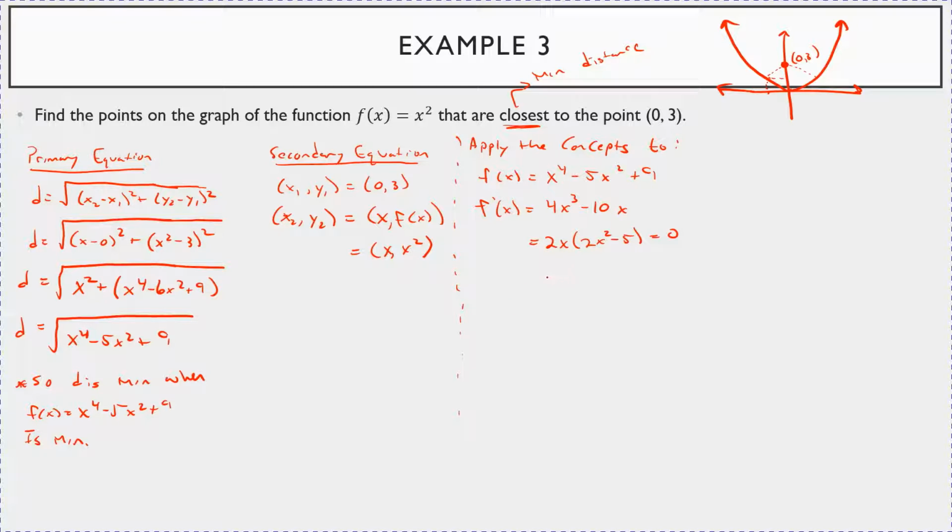Well, when 2x is equal to 0, so when x is equal to 0. Solve this: you'd add the 5 over, divide by 2, take the square root. Well, you'd get minus square root of 5 halves, or the square root of 5 halves. So you have 3 possible values. And here's the thing: you don't know which of these are max or mins. So that's where you throw in the second derivative.